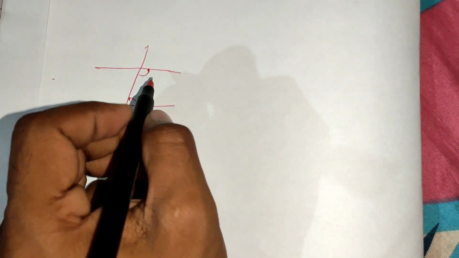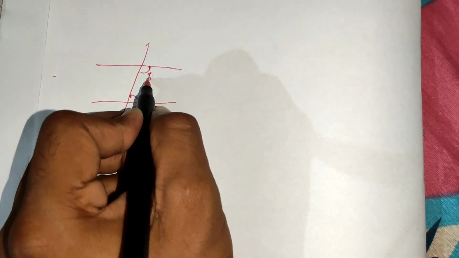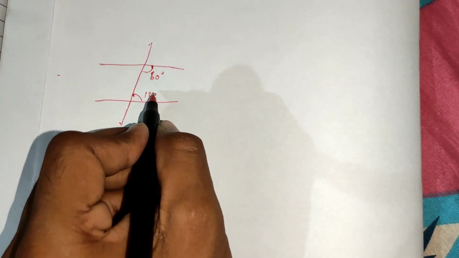Now, if we have a pair of parallel lines and a transversal, then these two angles, the angles on the same side of the transversal and on the interior side of the parallel lines, have a sum of 180 degrees always. So if this angle is 60 degrees, then this angle would be 180 minus 60, which is 120 degrees.